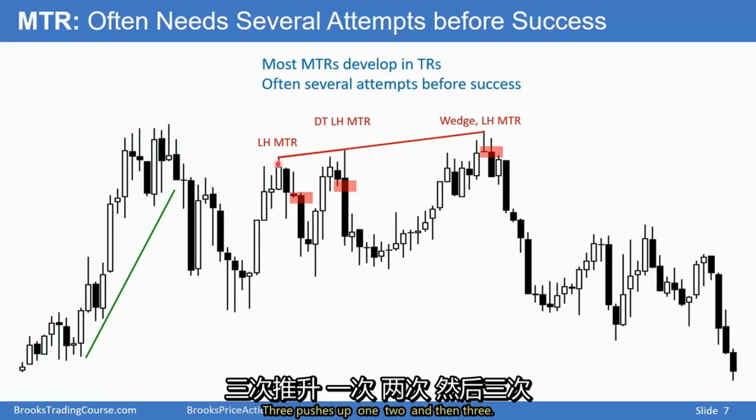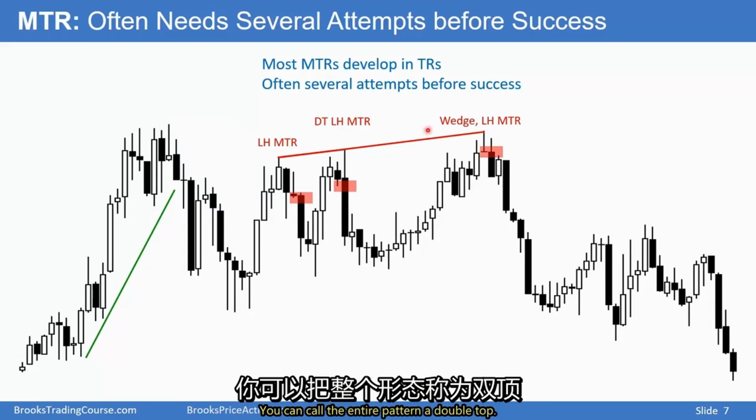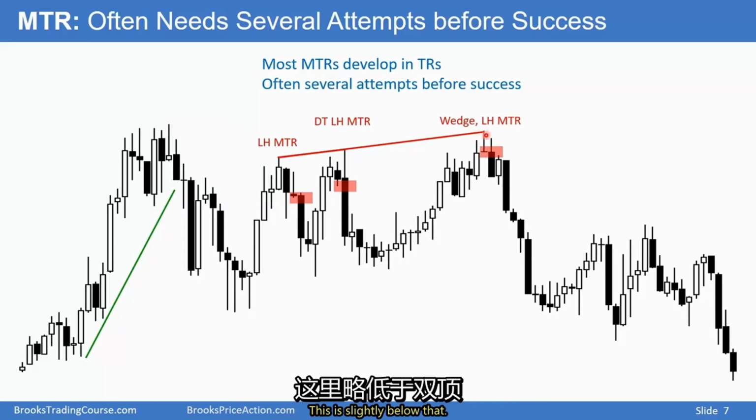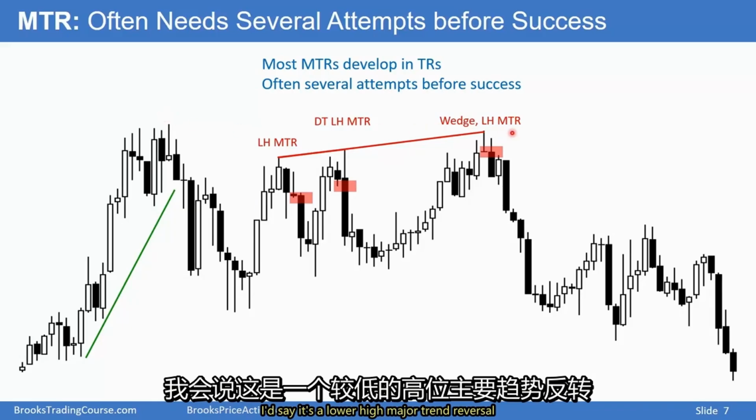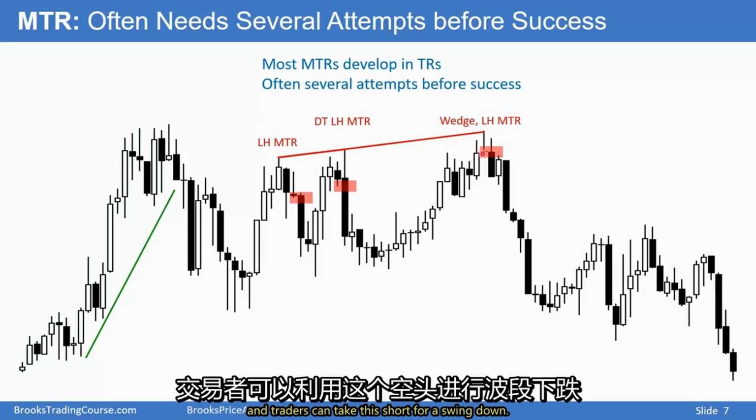3 pushes up, 1, 2, and then 3. Micro double top here, nested wedge, 3 pushes up, 1, 2, 3, and it's slightly below this high. You can call the entire pattern a double top. This is slightly below that. You can say it's a lower high major trend reversal, but it is a potential major trend reversal, and traders can take this short for a swing down.